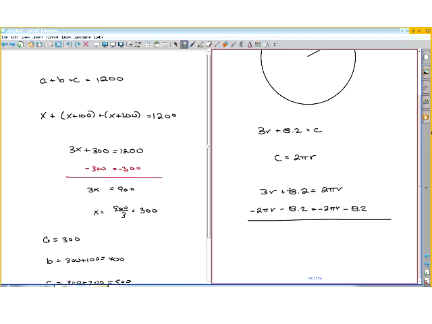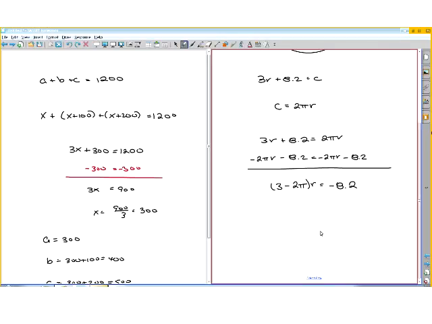The reason we're doing that is to get this 0 and get that over here so we can solve it. So what you'll have is 3 minus 2 pi times r, because we've got 3 minus 2 pi and they're both multiplied by r, and that's equal to negative 8.2. So let's just plug that into our calculator. So we have 3 minus 2 times pi, that's negative 3.283 r is equal to negative 8.2.